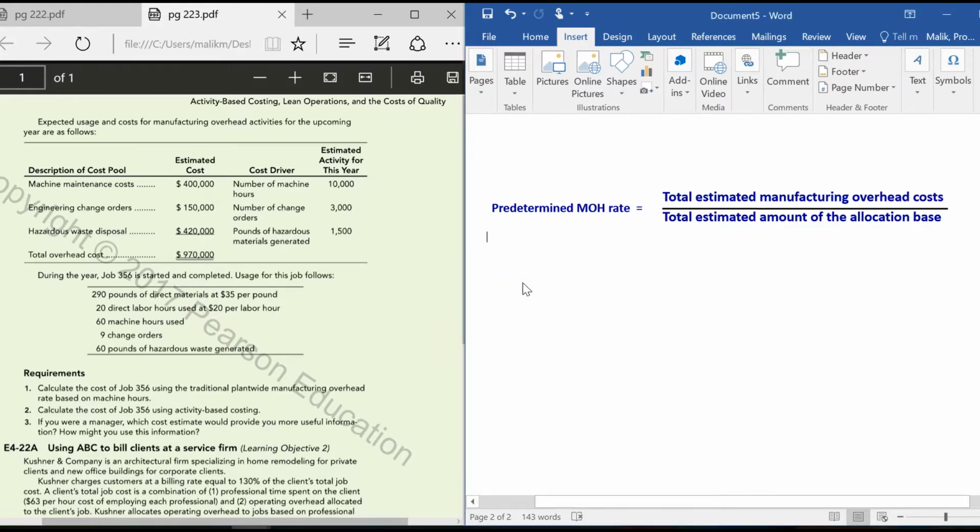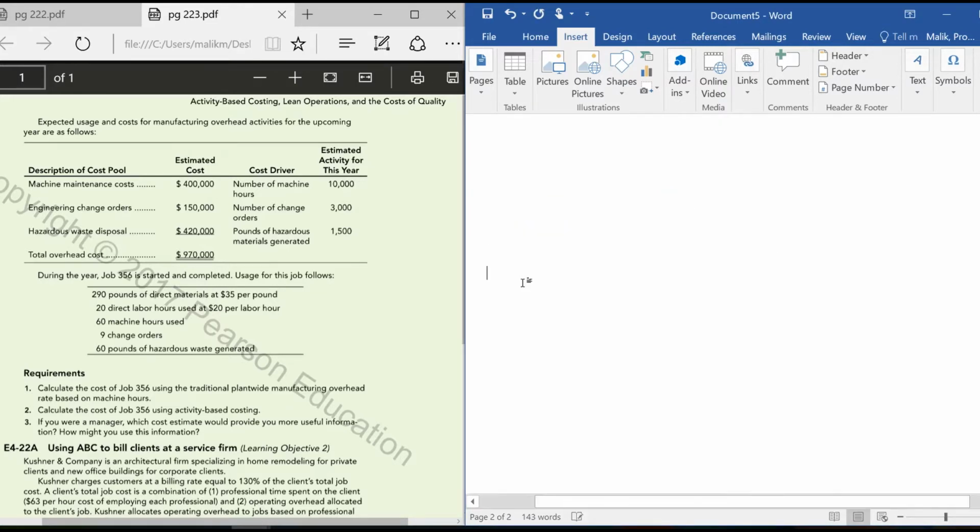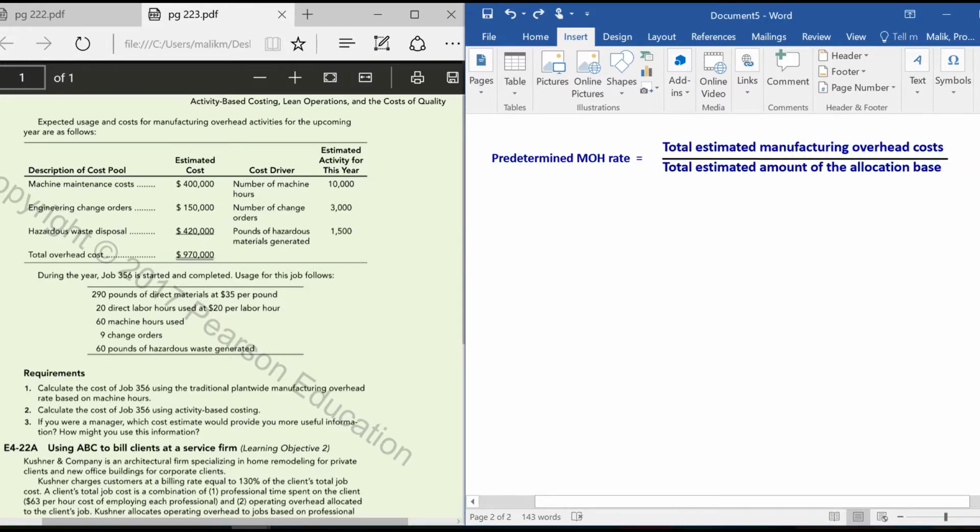So now we are going to do our next problem, problem number E421A. Again, I'm using my own computer to record the problem. And let's try to do our first requirement 1.